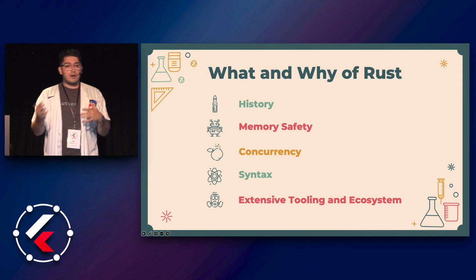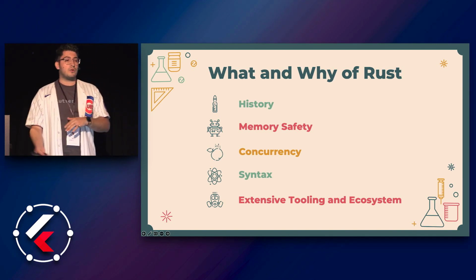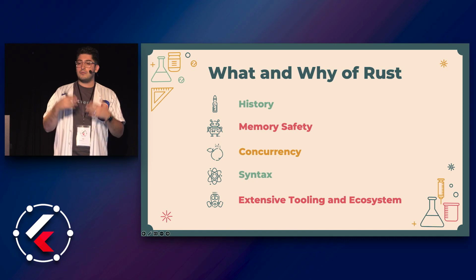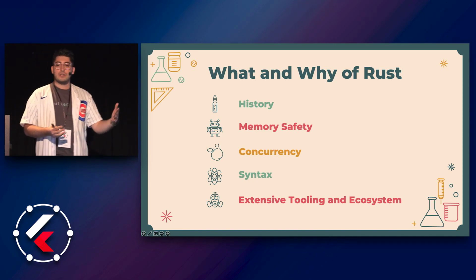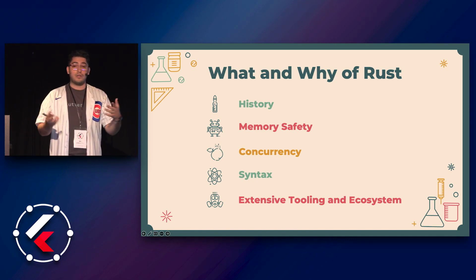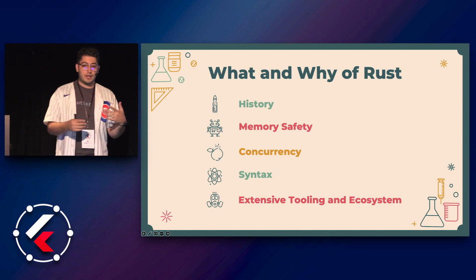Rust started off in 2006. It was a personal project. Then it got bigger. Mozilla became a sponsor of it. They used it to create their own engine as well. It became so big in the meantime.